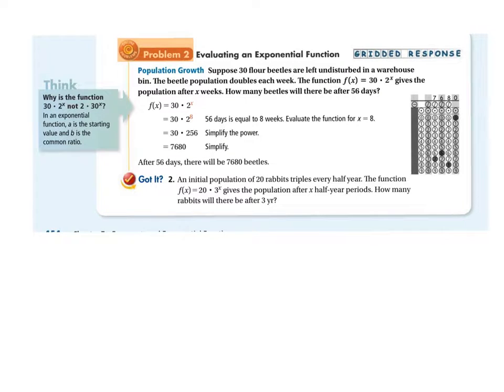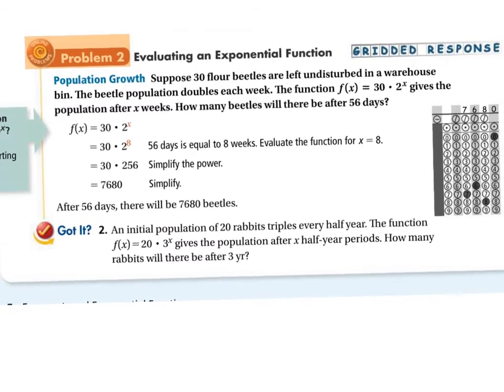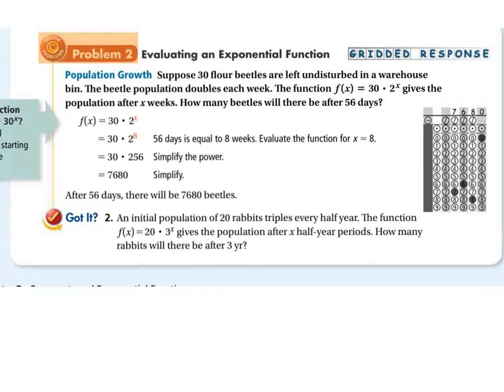So problem 2, talking about population growth. Suppose 30 flower beetles are left undisturbed in a warehouse bin. The beetle population doubles each week. Function f of x equals 30 times 2 to the x power gives the population after x weeks. How many beetles will there be after 56 days? Be careful on this. Population after x weeks. This is saying after 56 days.